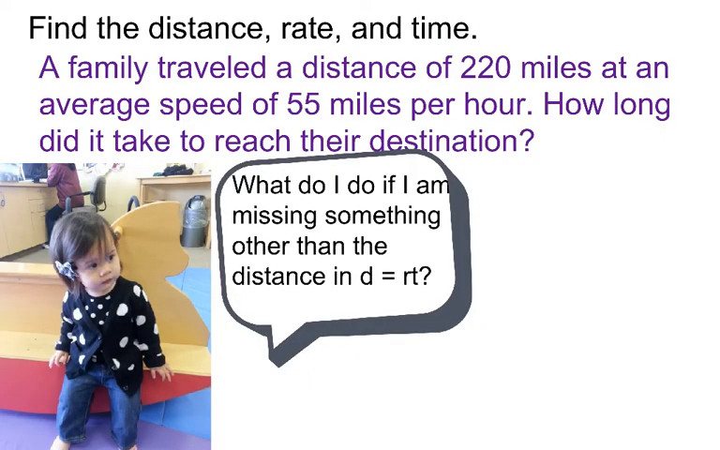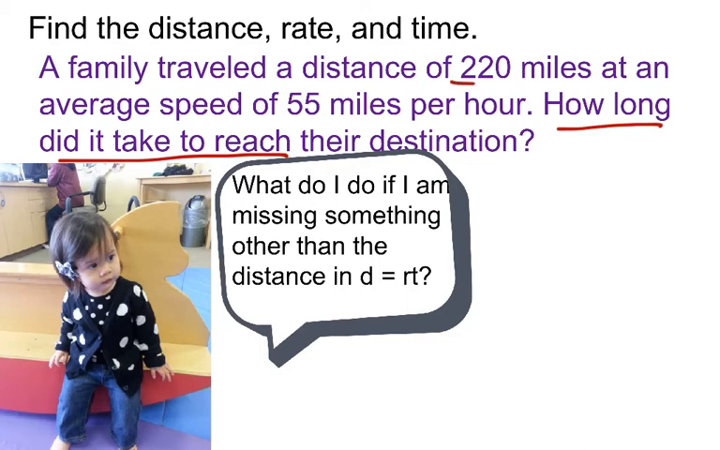Let's look at this problem. A family traveled a distance of 220 miles at an average speed of 55 miles per hour. How long did it take to reach their destination? How long did it take? A common mistake is students will just multiply 22 times 55. But in this case, I want to know my time. So I plug in what I know.